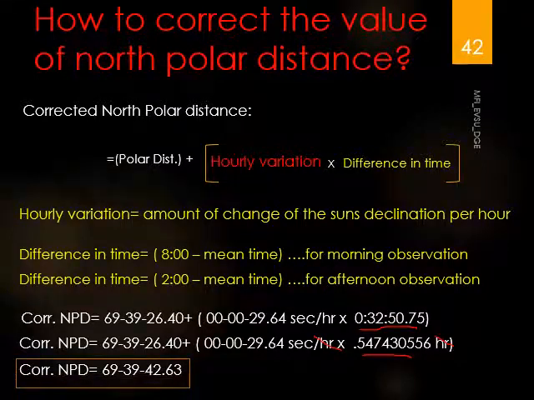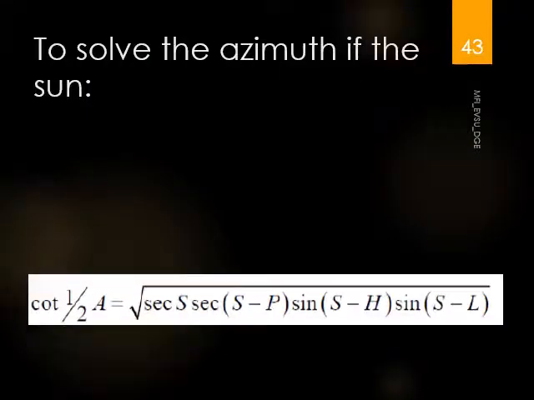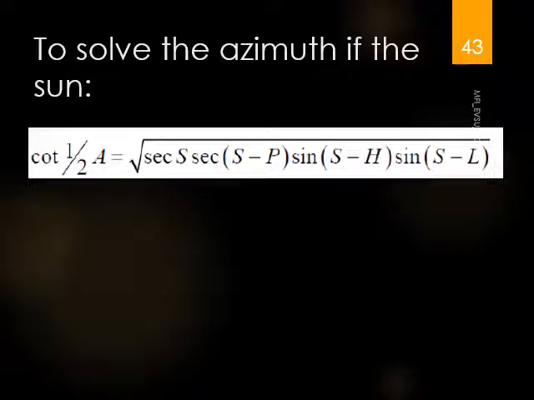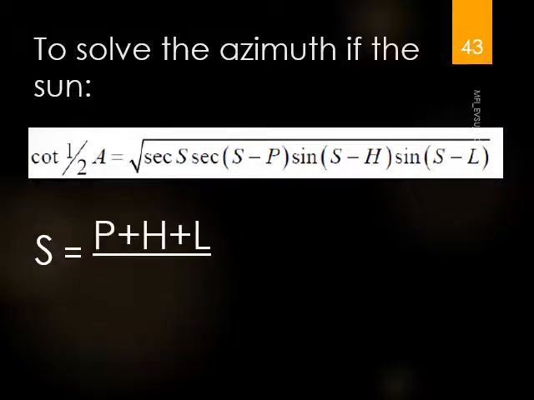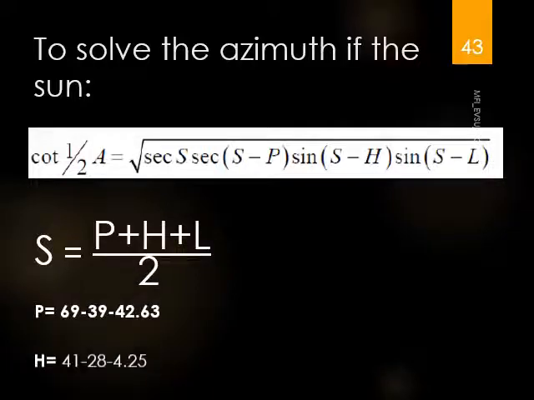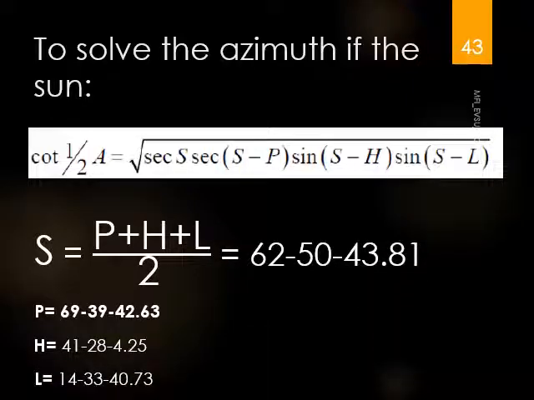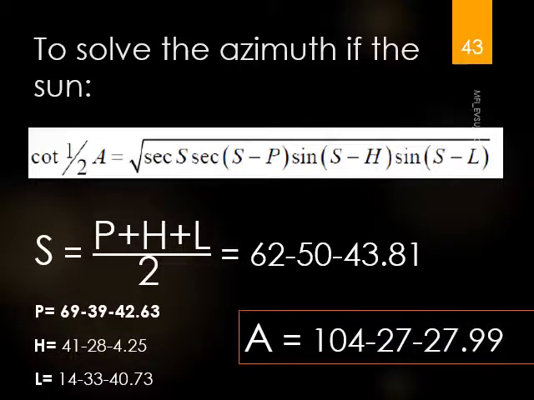So, to solve the azimuth of the sun, you use this formula. Your S is P plus H plus L over 2. Your P is the corrected polar distance, H the corrected altitude, and L your latitude. So your S now is 62:50:43:18. You double check my solution, please. And the azimuth: if you substitute the values in the formula, you can get the value of A, which is equal to 104 degrees, 27 minutes, and 27.99 seconds.